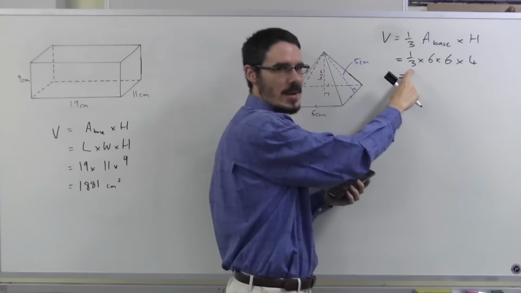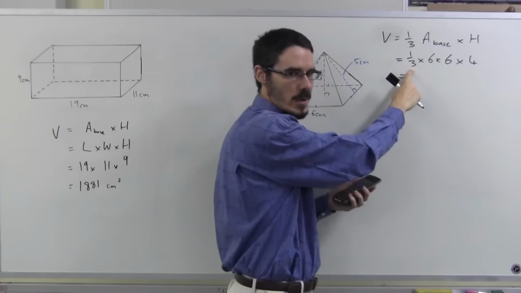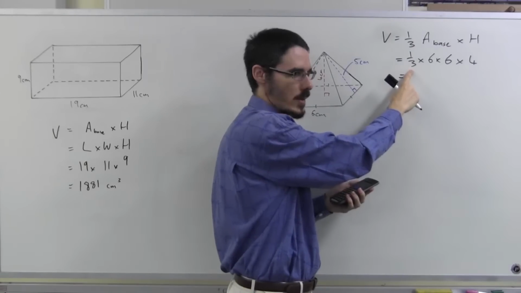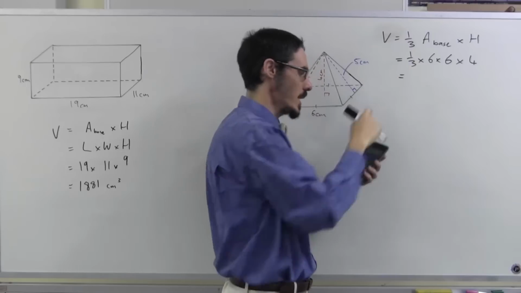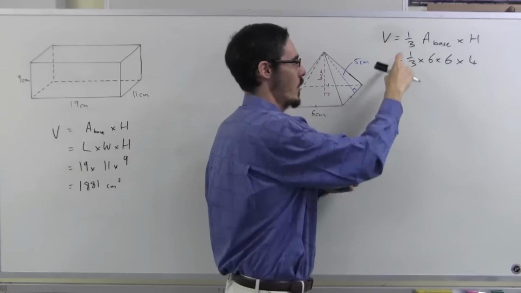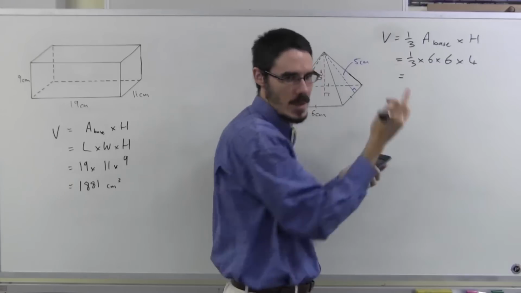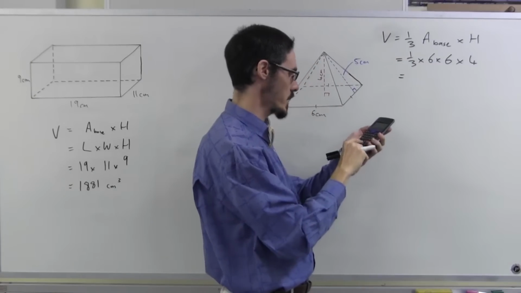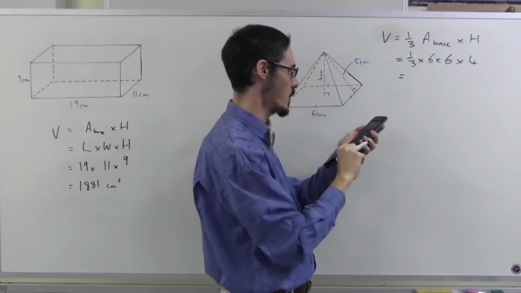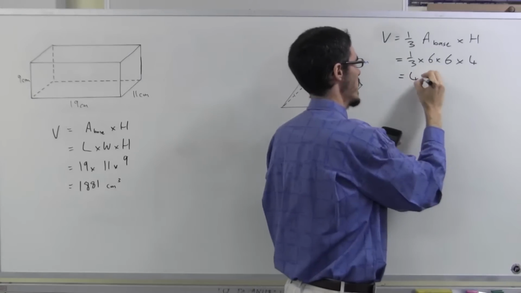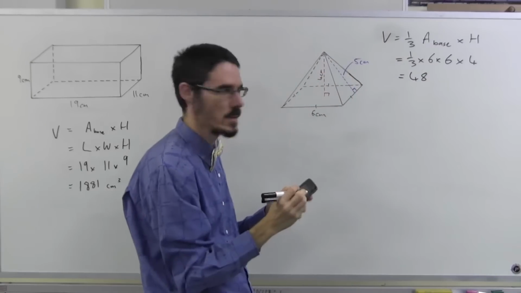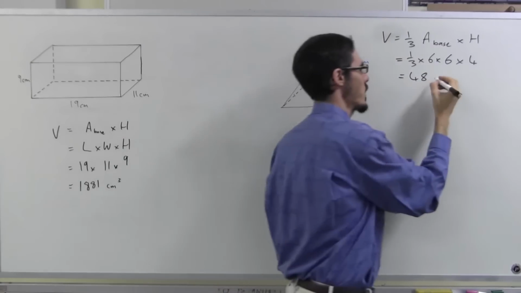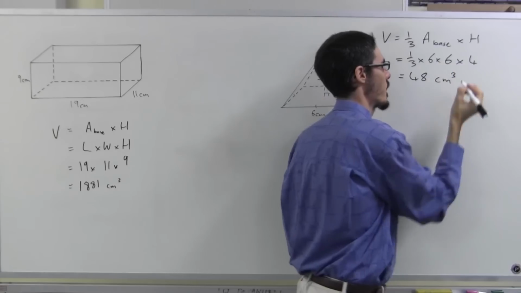How do I put this in the calculator? Don't put 0.3, it's not 0.3. Use a fraction in your calculator or 1 divided by 3. Either will do fine. 1/3 times 6 times 6 times 4. 48 cubic centimetres.